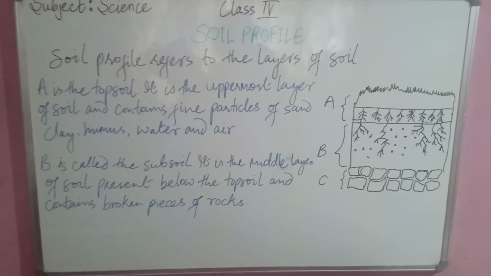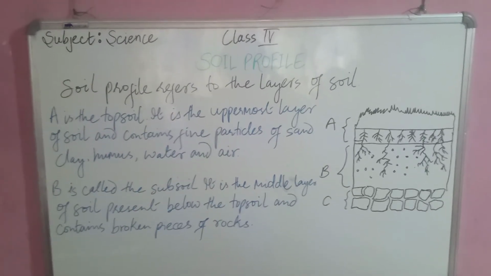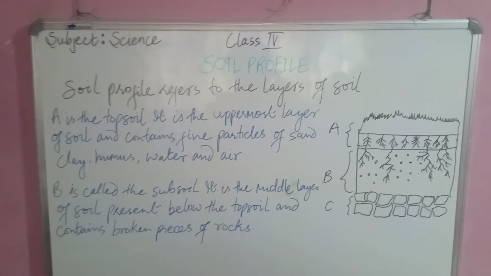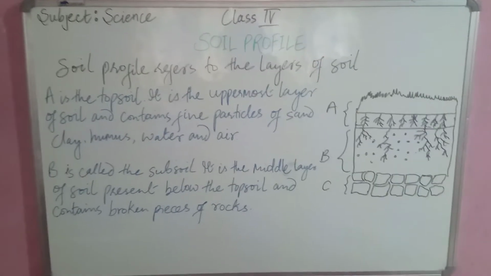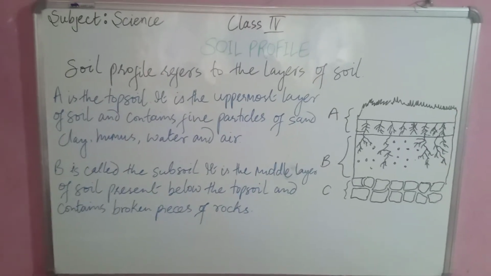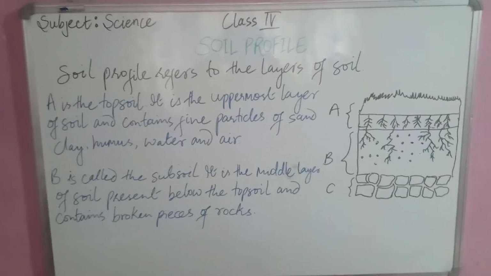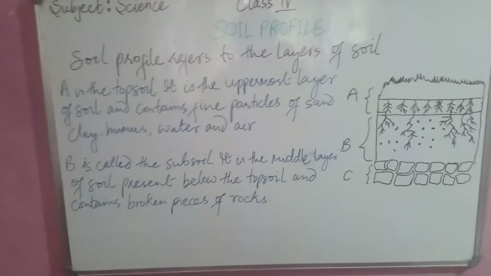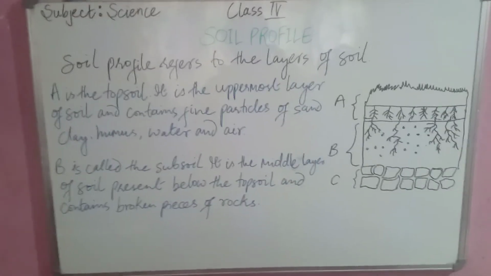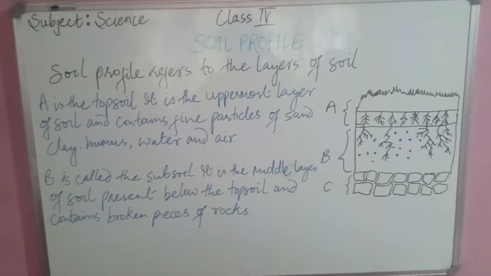Then we have the second layer, B, which is called subsoil. It is the middle layer of soil, present below the topsoil, and contains broken pieces of rocks. So in these two layers, we can find fine particles in the topmost layer, and broken pieces of rock in the subsoil, which is the middle layer of the soil.